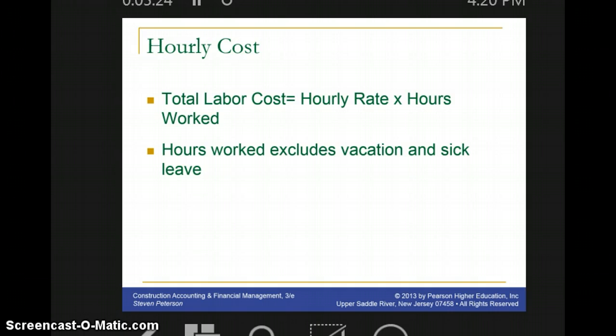The hourly cost essentially allows us to calculate the total labor cost. Just using that simple formula, hourly rate times total hours worked, we can calculate the total labor cost. When we use the hourly rate, we need to use the total hourly rate including the employee's wages as well as the labor burden costs.